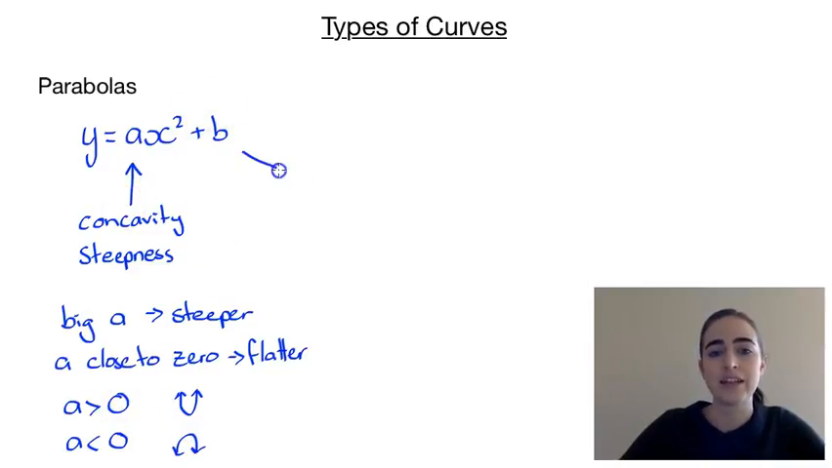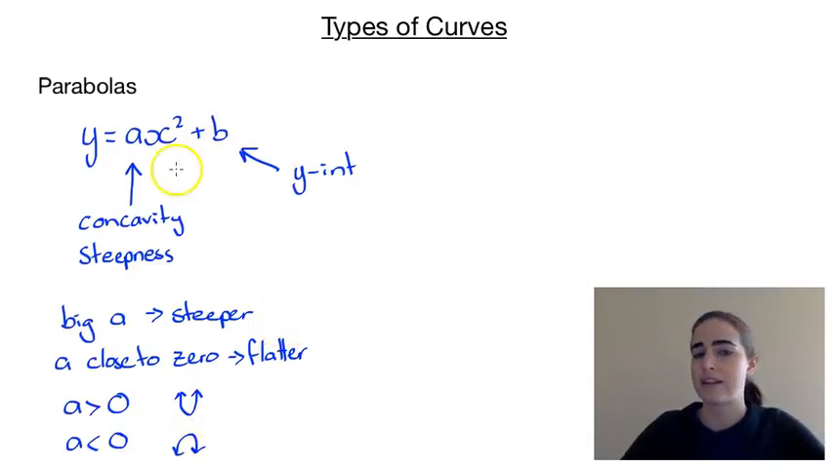This term on the end, that constant term, tells us the y-intercept of the graph. So if that was, say, +2, then our parabola is going to have its vertex at +2. If it was like -100, then the parabola is going to have its vertex at -100. So that tells us our y-intercept.